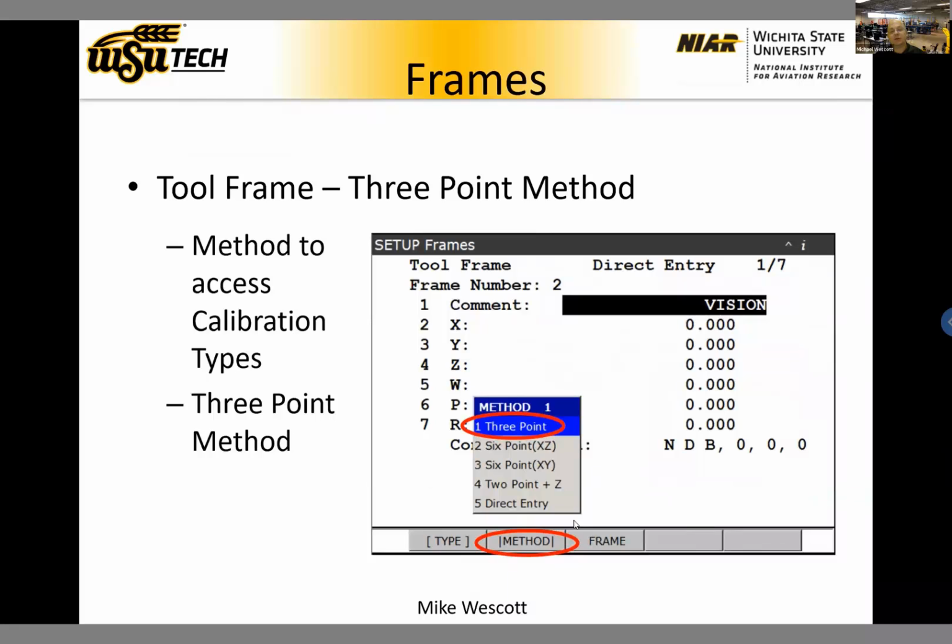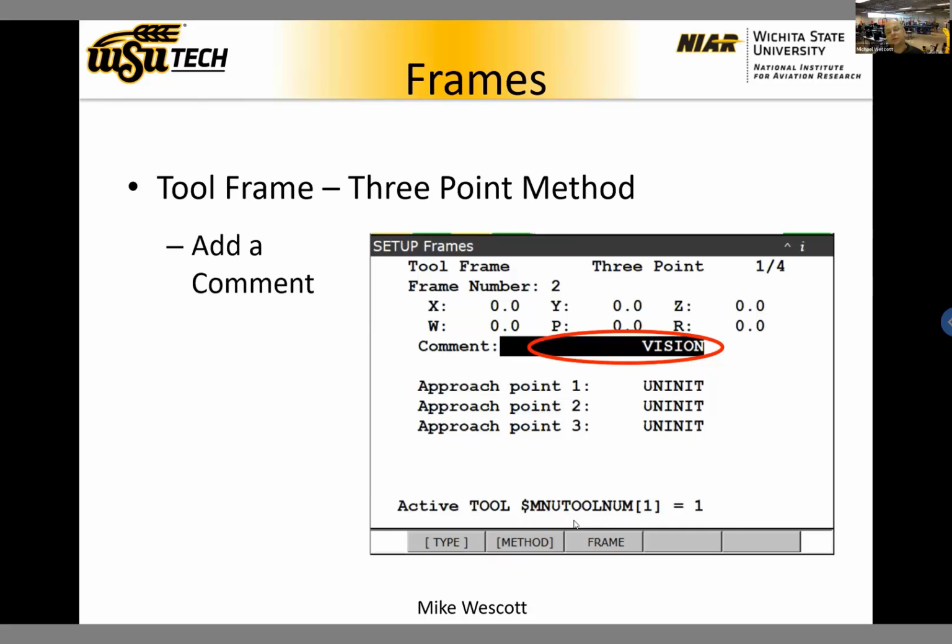Once you're inside it, you'll hit the method and then select the 3-point method. And it should show the menu looking like this. Obviously, you want to use a comment to tell it what kind of calibration you're doing. So if you were using it for a welder, you'd say welder. If you're using it for a gripper, you put gripper, maybe even more description by telling it what brand of gripper or something like that.